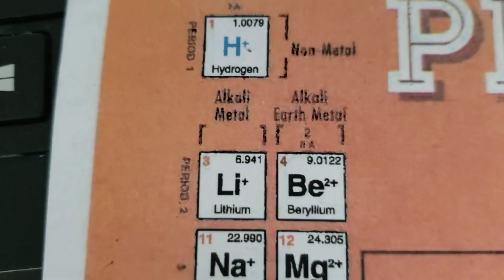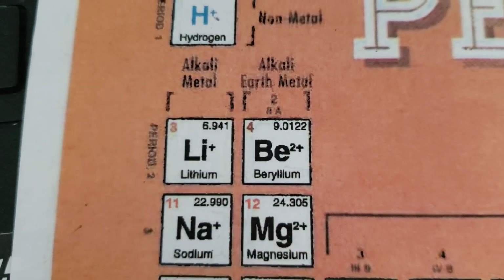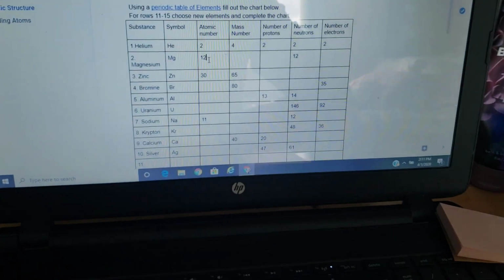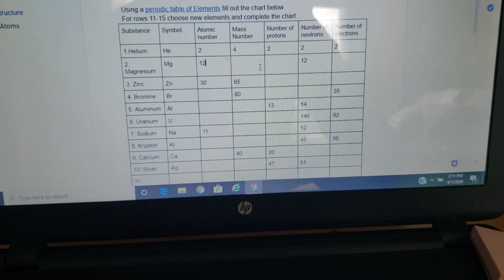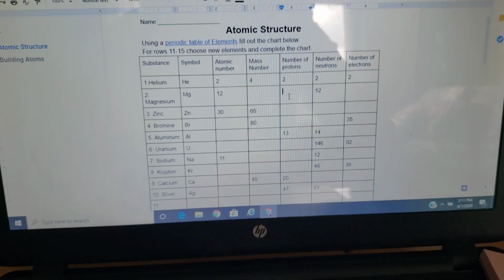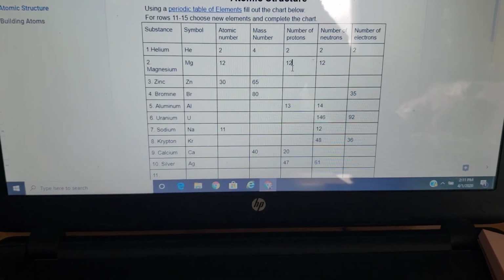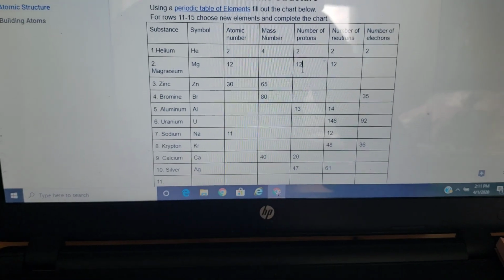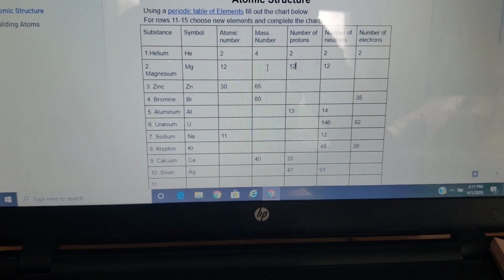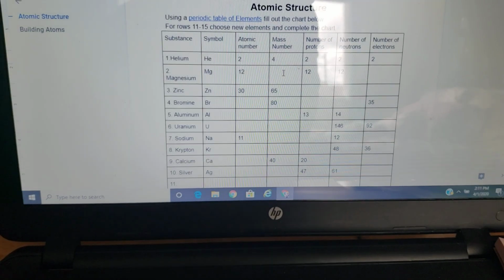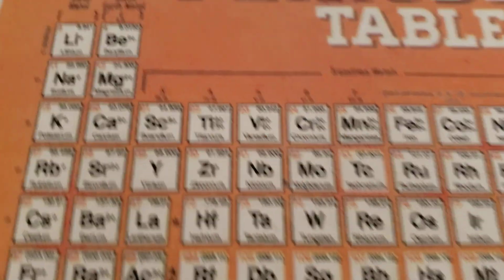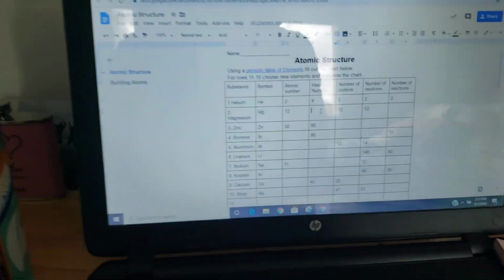Focusing on the atomic number of 12, we can immediately plug in our number of protons, and it's always going to be the same as our atomic number. So I'm going to plug in 12 right there. For our mass number, we just looked at it together. Mass number 24. I'm going to keep it at 24. I'm not going to worry about decimals.